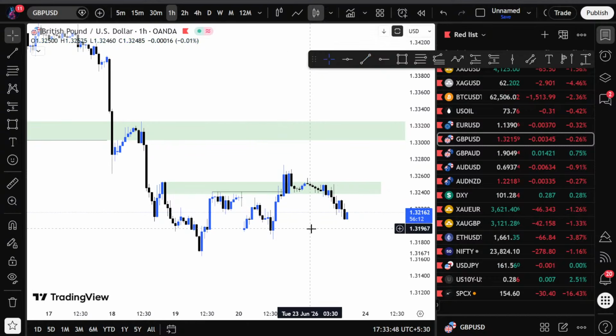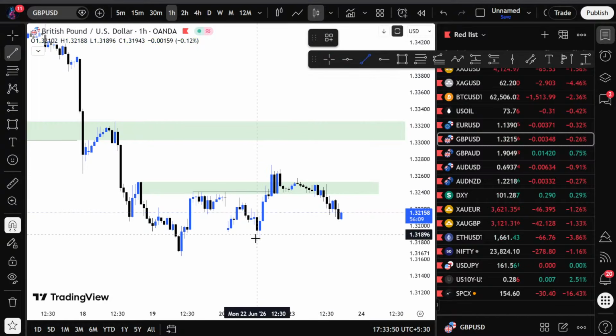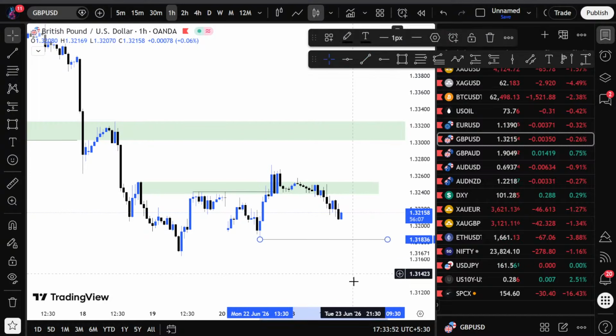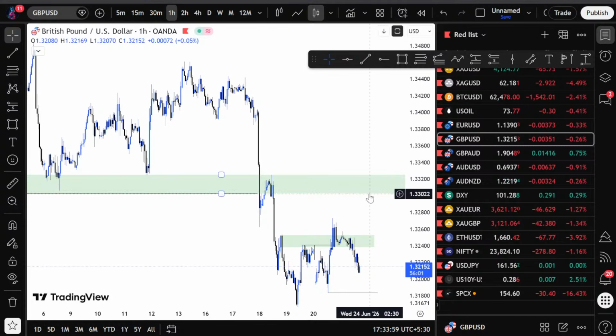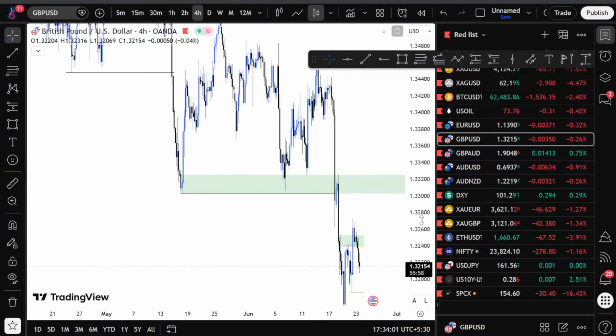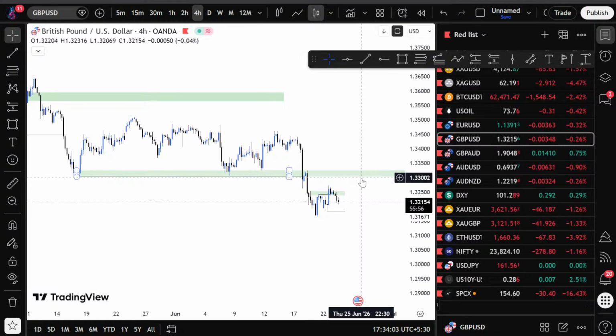So what will happen here? If price break below this zone, it will directly break below this low. If it hold this zone, it will again pump and try to test this bigger time frame area, which is 4-hour time frame near this one.